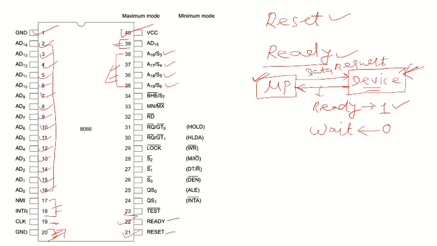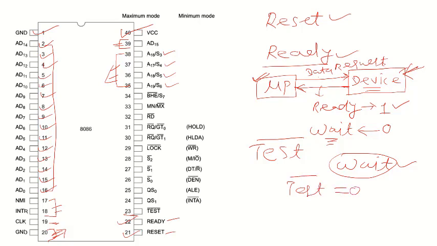Next is the test bar pin. Test bar is used during the wait instruction. There is one more instruction, wait, which we will study later. During the wait instruction, the microprocessor moves into the wait state until test bar is equal to 0. So this is the functioning of the test signal.